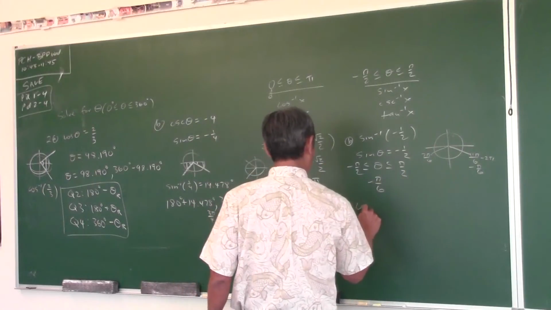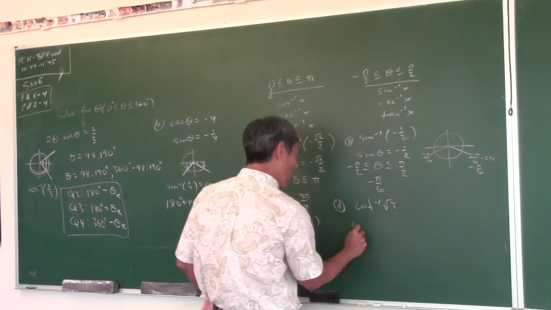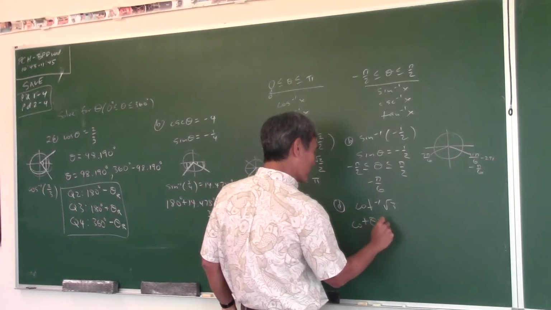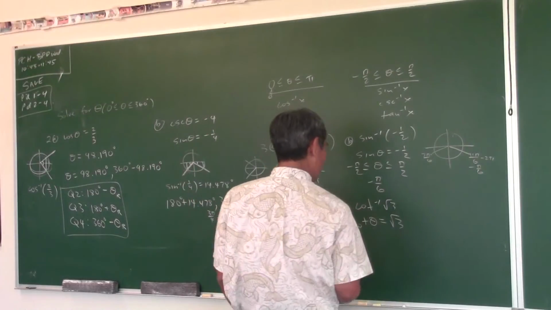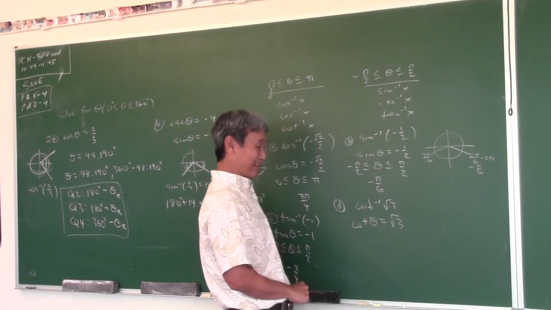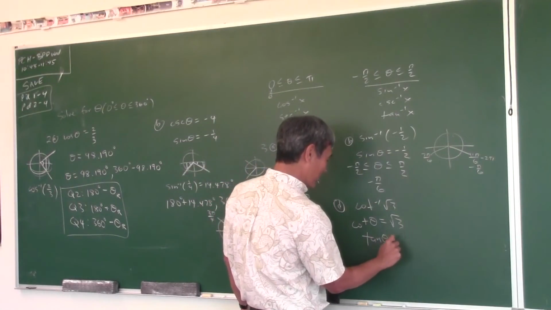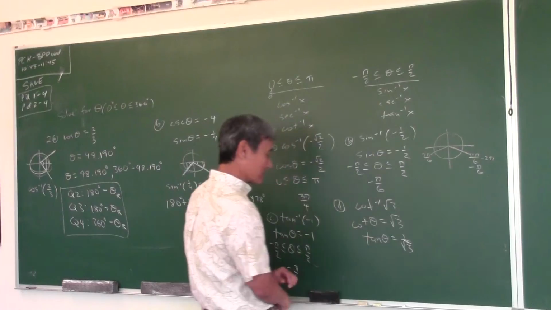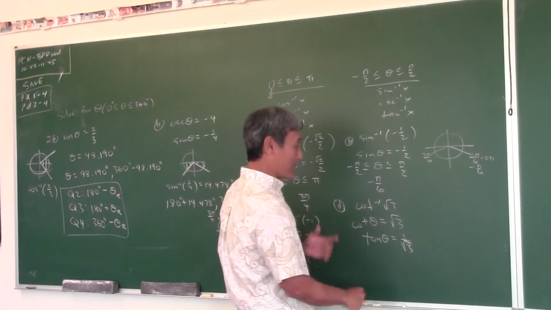Okay, D. Cotan inverse root 3. Okay, so cotangent of what angle is equal to root 3? Oh, there's no negative there, so that's easy. This is going to be a first quadrant angle. Well, Mr. Park, I don't like cotangent. Then change it to tangent. So if you take the reciprocal of both sides, then you get this. Tangent of what angle is 1 over root 3, and you got to be in the range.